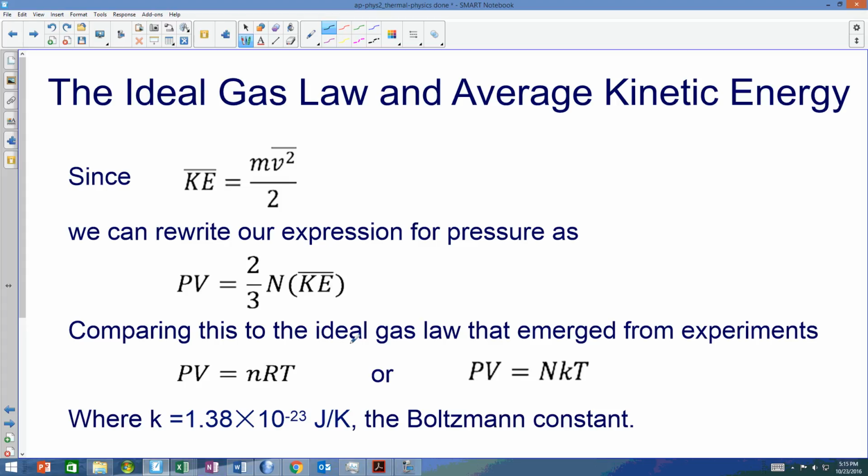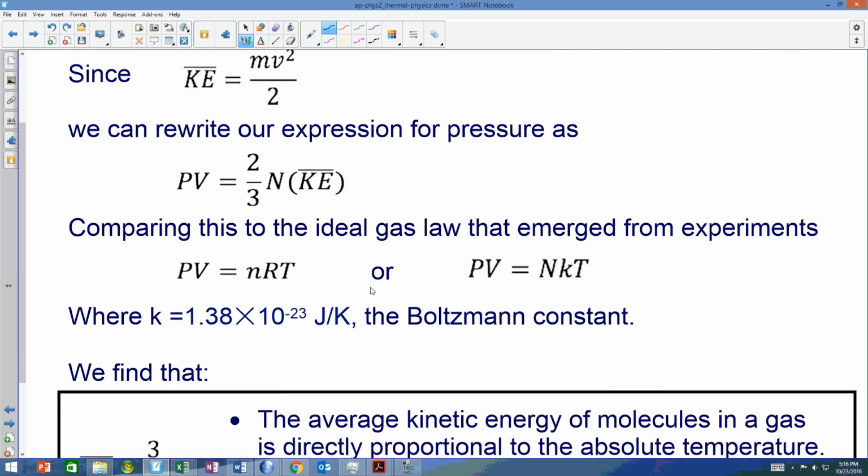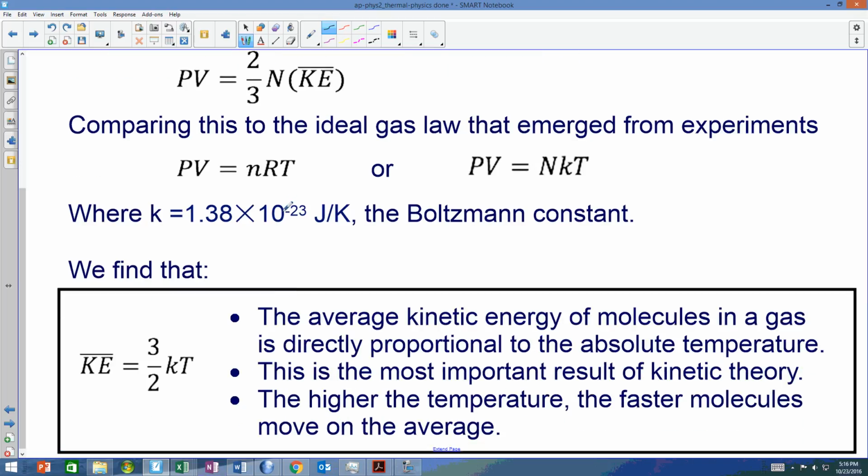Comparing this to the ideal gas law that emerged from experiments, we know that PV equals nRT, or PV equals capital N kT, where k is the Boltzmann constant, n is the number of moles, and R is your gas constant. Once you substitute this in, we have this equal to 2/3 N times the average kinetic energy, right? That means that the average kinetic energy of the molecule or the atom is going to be equal to 3/2 kT.